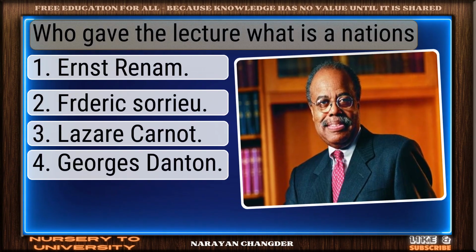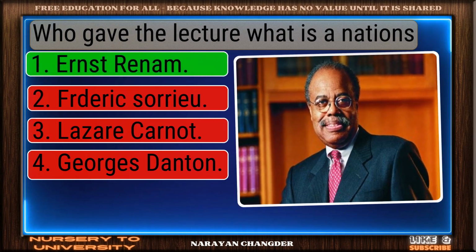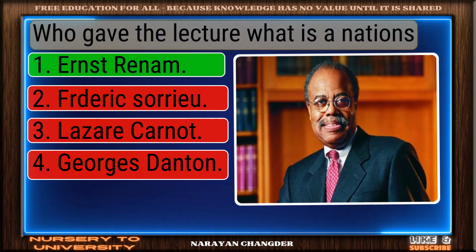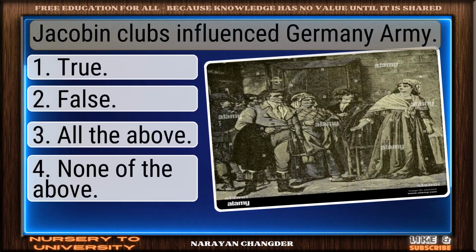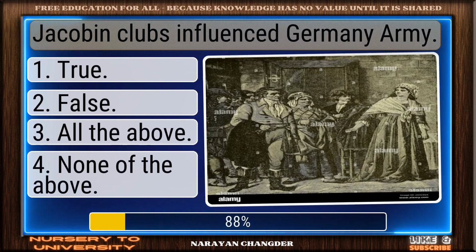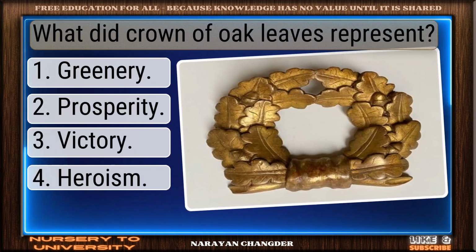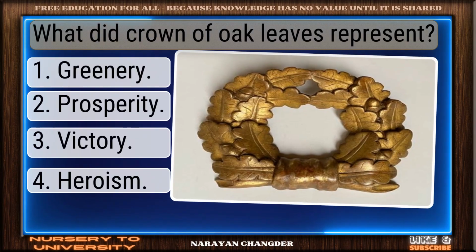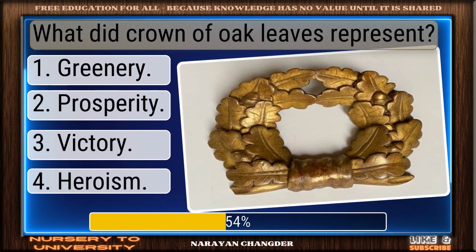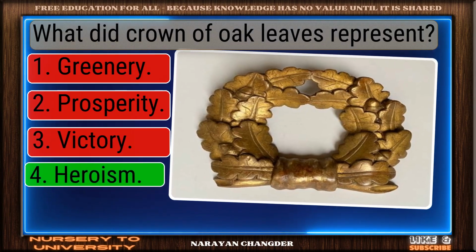Who gave the lecture 'What is a Nation?' Valid point. Ernest Renan is true. Jacobin clubs influenced German army. You're right. False is correct. What did crown of oak leaves represent? Strong choice. Heroism is right.